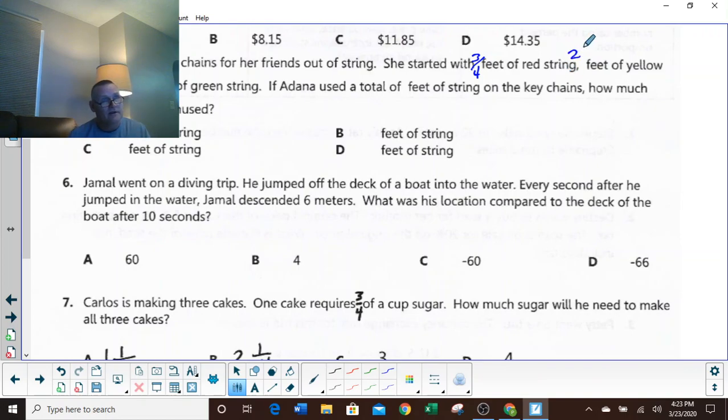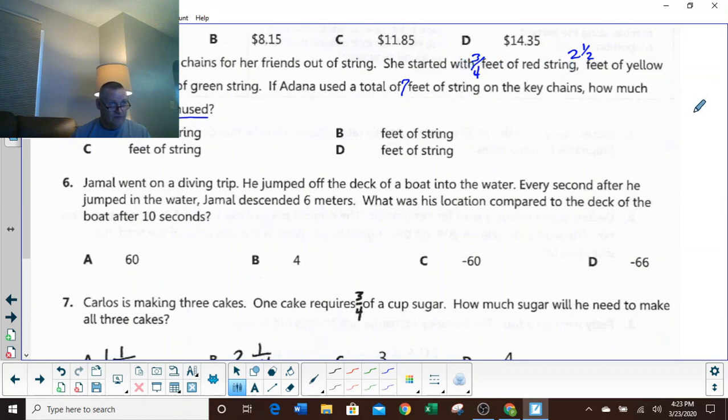You might want to write it up a little bit right there. 2.5. And then the green string, I put 4 right there. Just mixing it up. You got a fraction, a mixed number, and then a whole number. It says if Donna used a total of 7 feet of string on the keychains, how much string remains unused? It's kind of like a change.